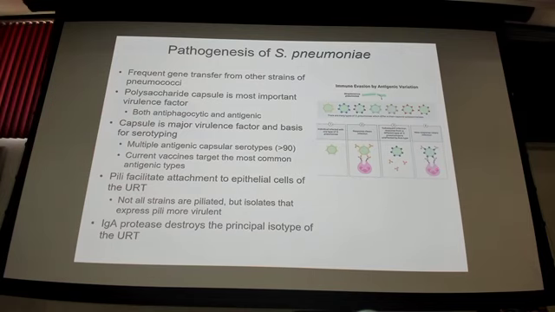So capsule, major virulence factor, super important for these infections. Over 90 different types of capsular serotypes. It's challenging. They have attachment features that are important for virulence. They have to be able to attach to the upper respiratory tract. What kind of mechanical clearance mechanisms does the host have that will help prevent establishment and attachment?